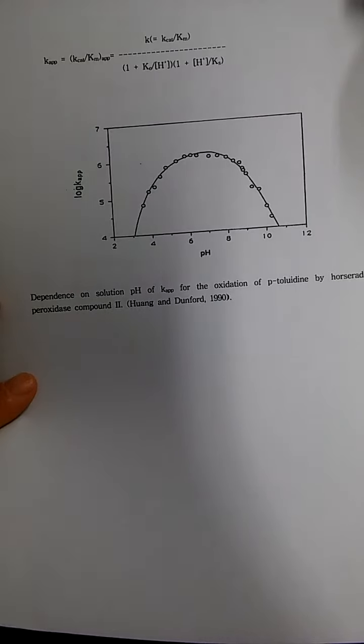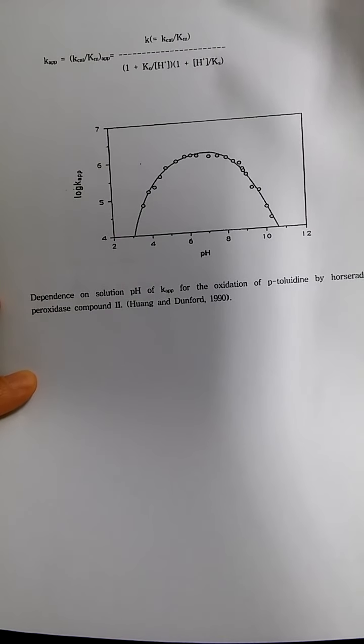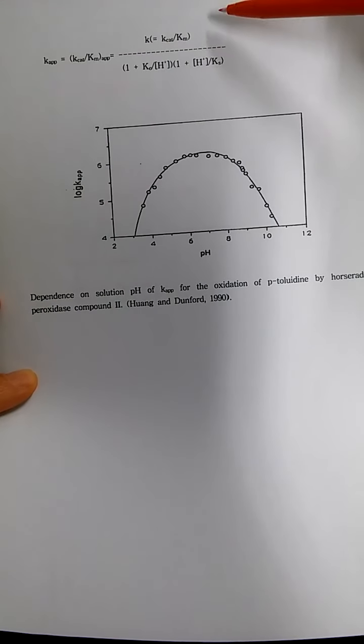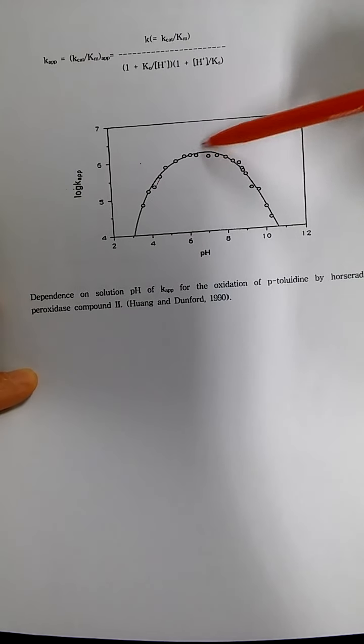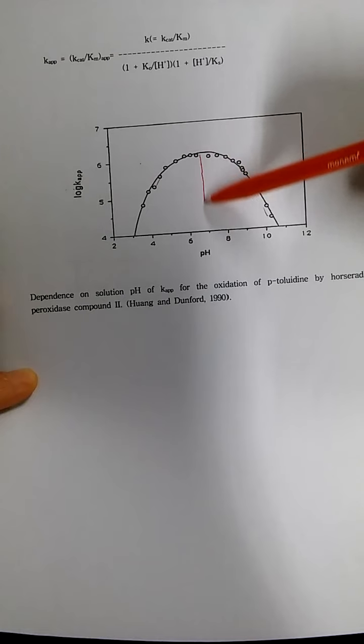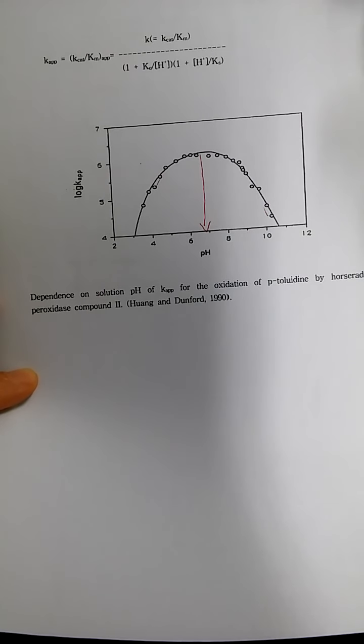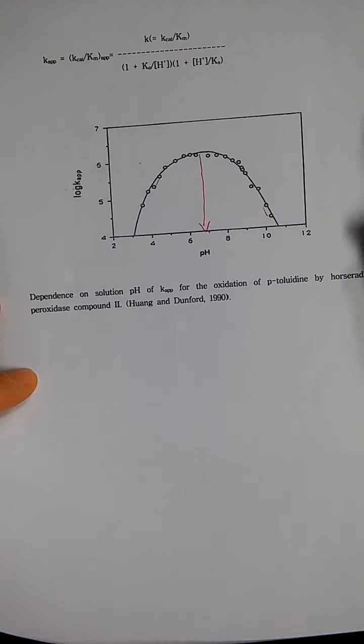So what you can see for the k apparent value is that we can again see the bell-shaped curve with the optimum pH point. Okay.